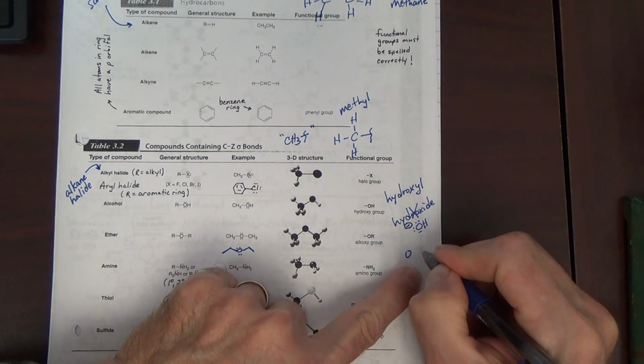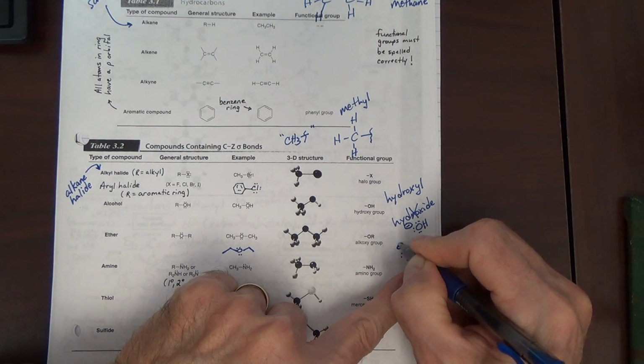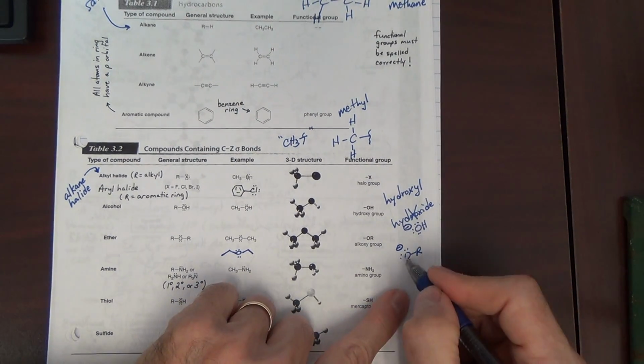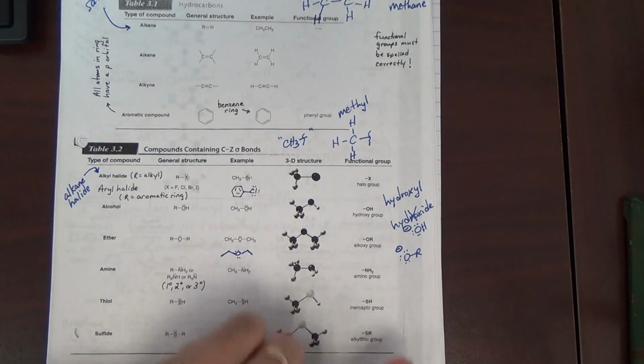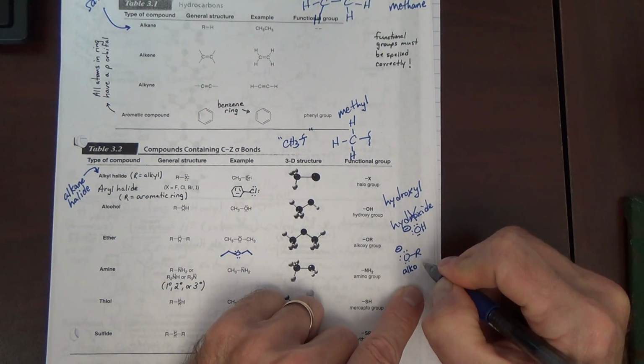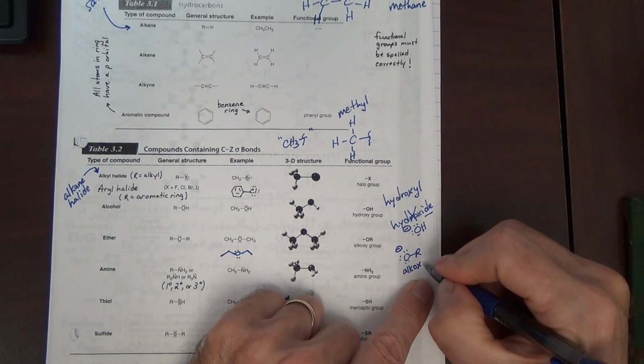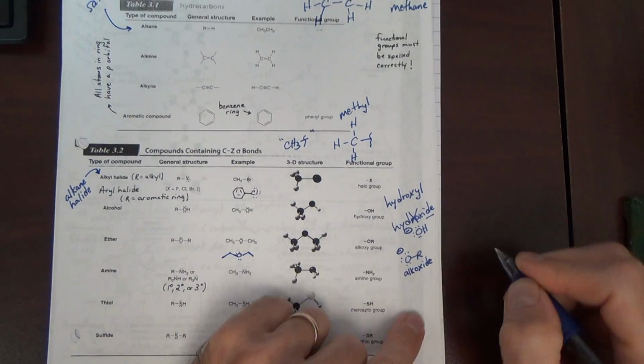Now, what if it was an OR group and the oxygen was minus something very different? Because there's no other bond here. This is actually known as an alkox... what? Alkoxide.